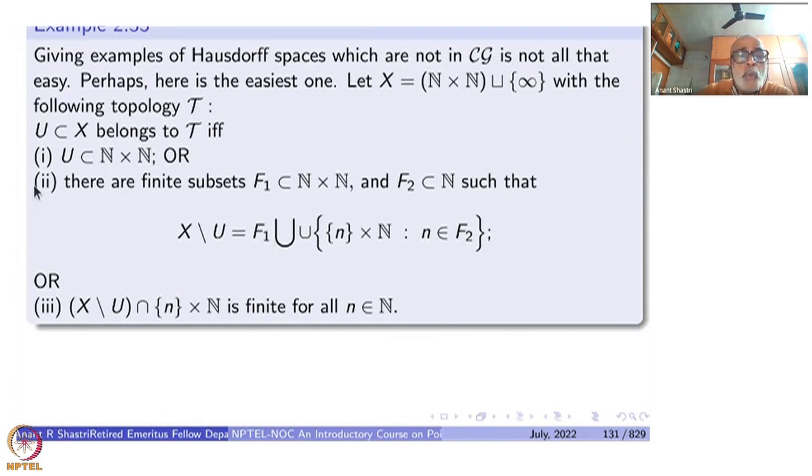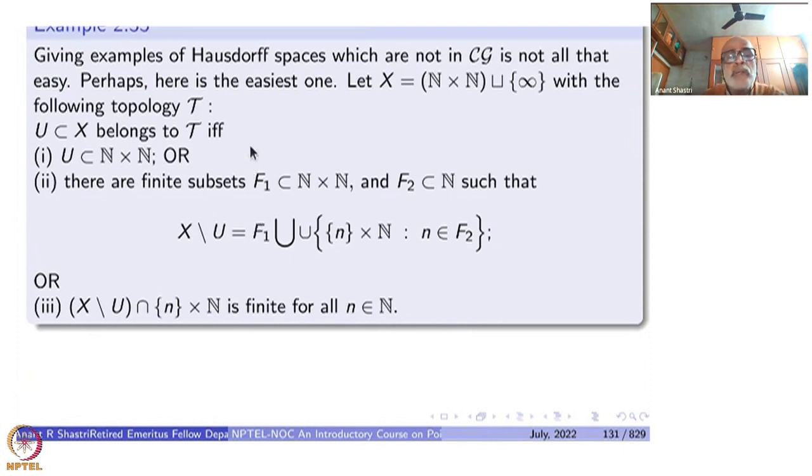So 2 and 3 are especially designed for what? Neighborhoods of infinity. If a subset U does not contain infinity, then condition 1 tells you what you have to do. Nothing. Any set which does not contain infinity is automatically open. 2 and 3 will give you neighborhoods of infinity. Okay, so this is somewhat unusual.